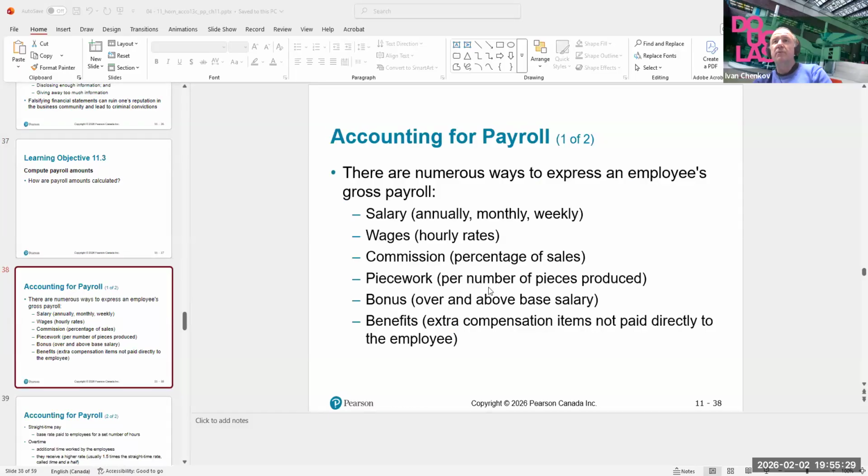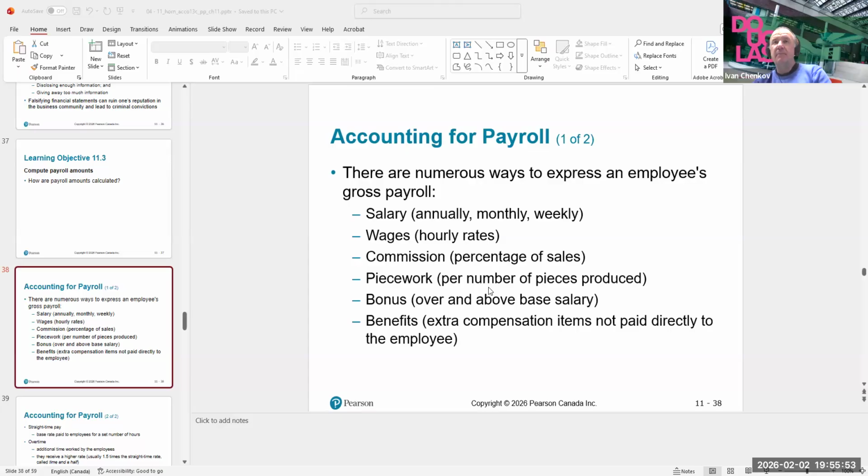There are numerous ways for the employees to express the employee gross payroll. We can call it salary. We can call it wage. We can call it commission. We could call it piecework. We can call it bonus. We can call it benefits.